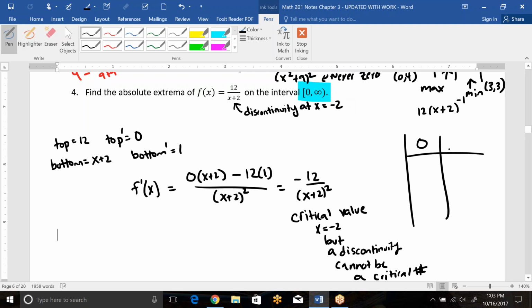So if we test 0, because this is going on to positive infinity, we do our original function, apply 0, so that's 12 over 0 plus 2, which is 12 divided by 2, or 6. So this would be a max, and we have no min, because there's nothing smaller to compare this to. So the min does not exist.